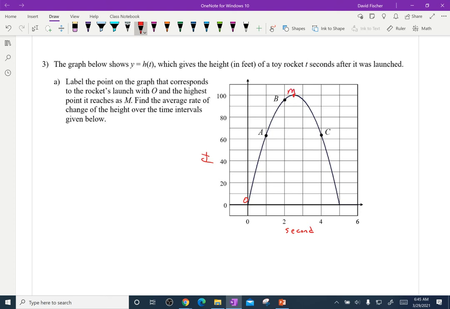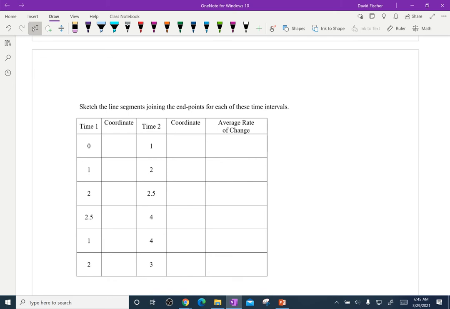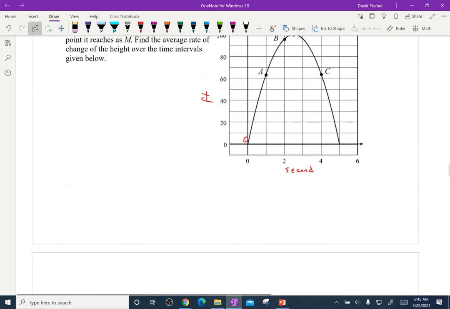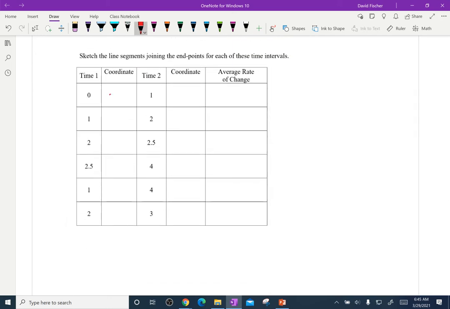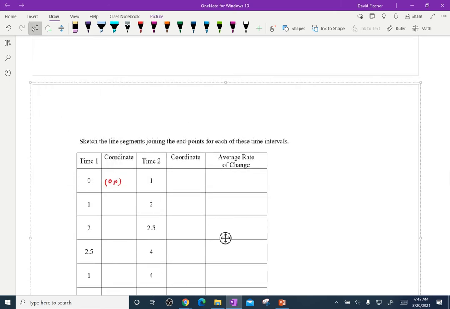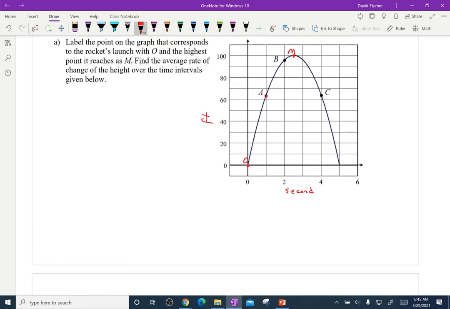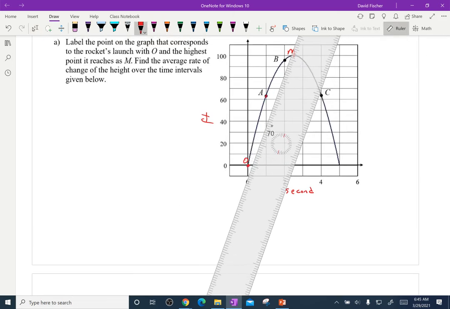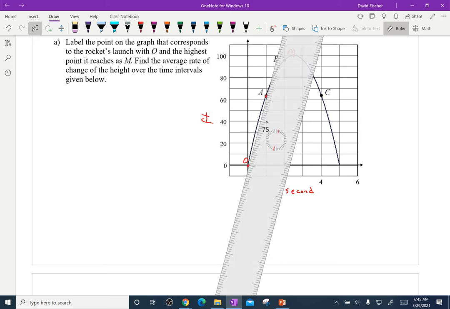And then find the average rate of change of the height over the time intervals given below. Okay, so we're going to do the same thing. At time 0, which would be here, we have 0, 0. So that's an easy one. I just want you to go with the coordinates, okay? And then time 2 is in 1 second. So in 1 second, that's right here. We want a secant line that goes from there to there. We want to find the average rate of change. It's almost linear.